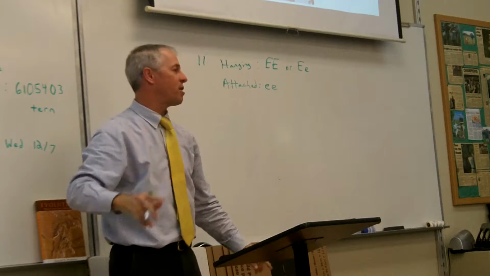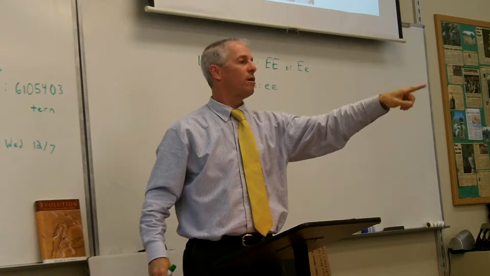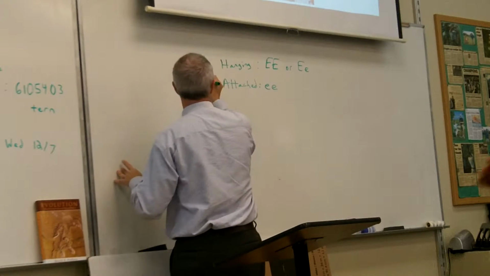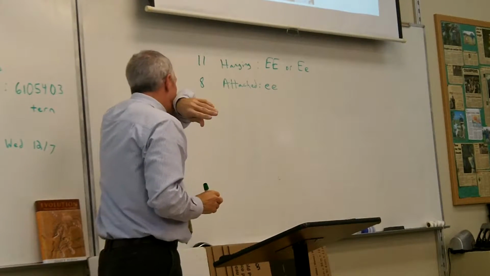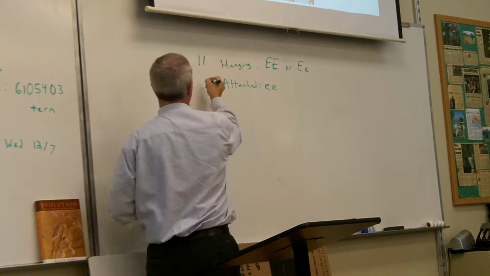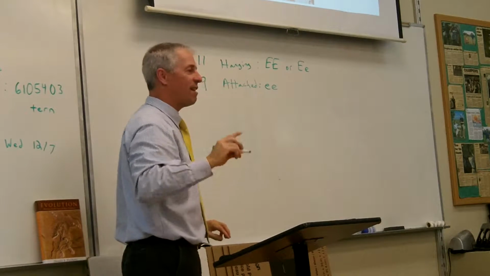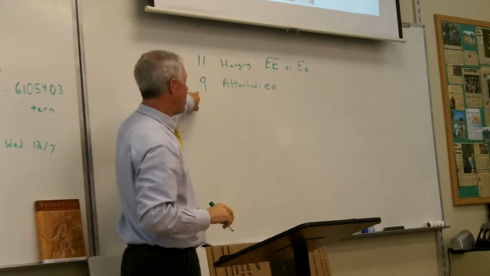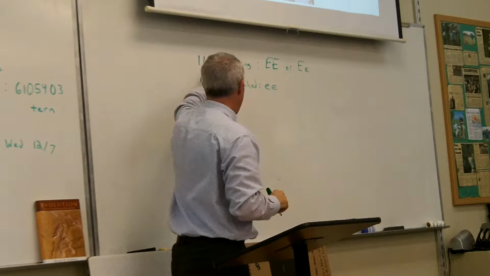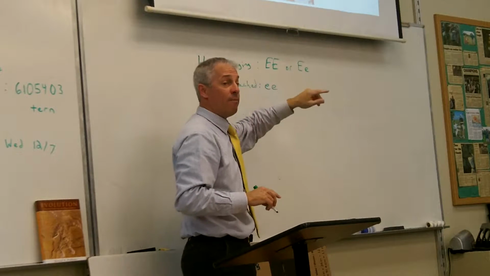How many have attached? Raise your hand. 8 attached. Let's include me: 9 attached. So including me, we have 9 attached, which are little e, and 11 hanging, which are big E, big E or big E, little e.